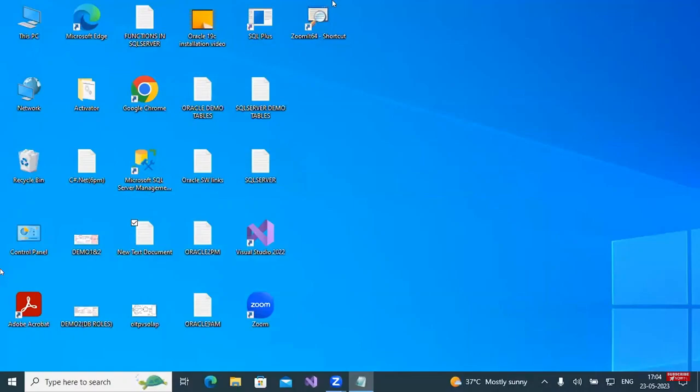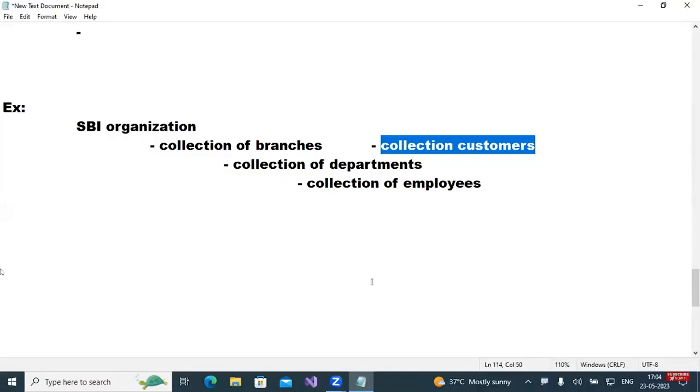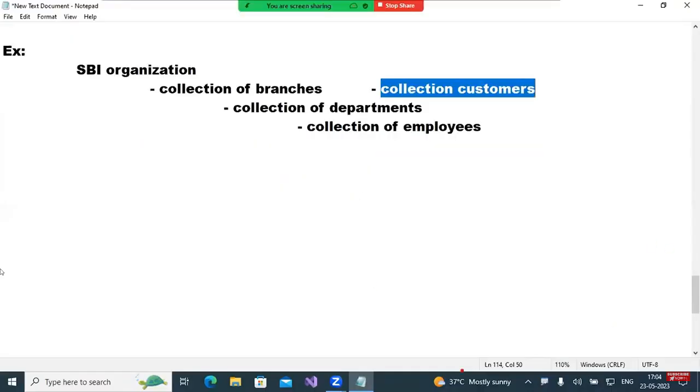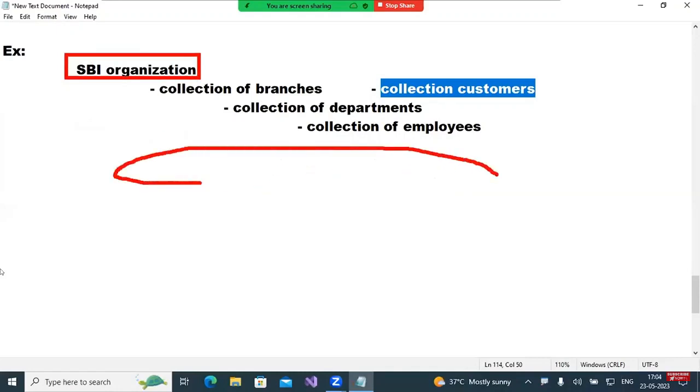Okay, I want to go here. So now, yes, observe carefully. First, understand my hierarchy. This is your organization. For the organization, I'm going to develop one database. This is the one database I'm developing.